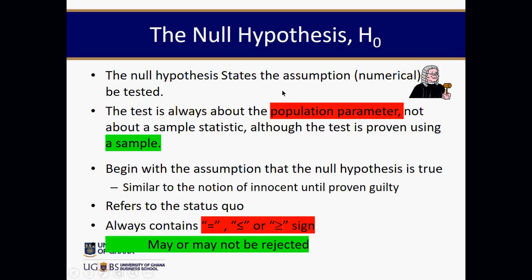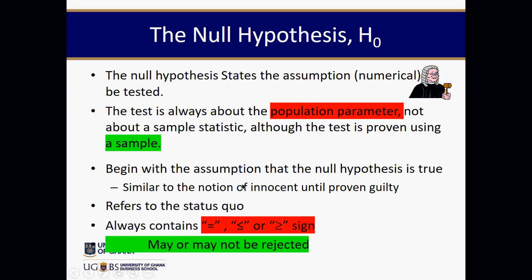So the null hypothesis states the assumption numerically to be tested. The test is always about the population parameter, not about a sample statistic. You get it? So even though we take a sample to test whether the null hypothesis is true in the population, our focus is not on the sample that we're taking, but we are only trying to use the sample to judge whatever is in the population, right?